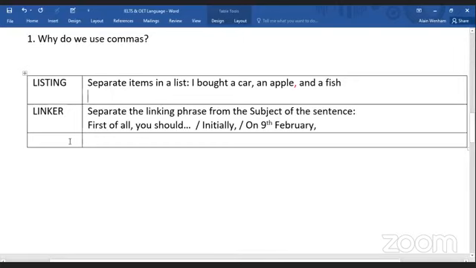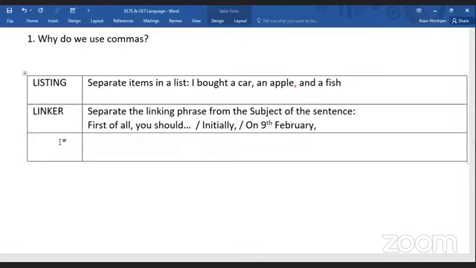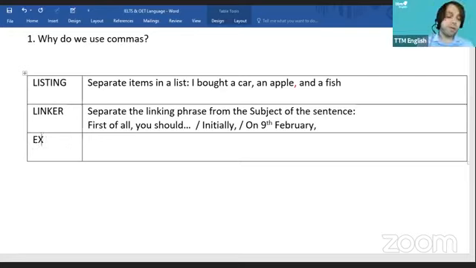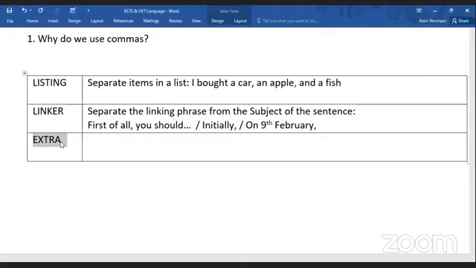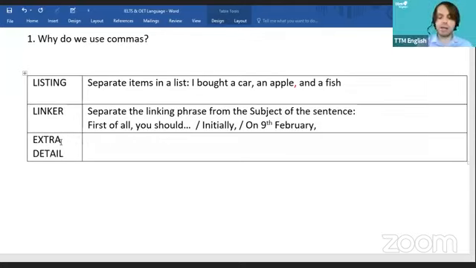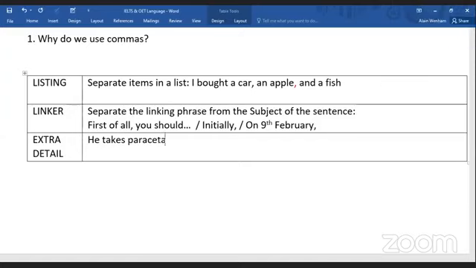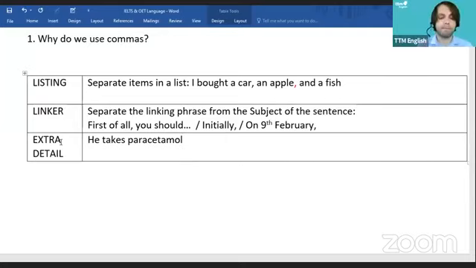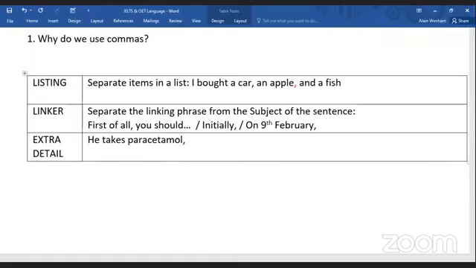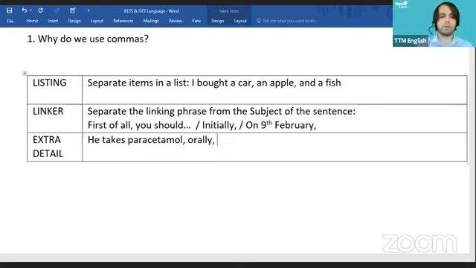It's giving extra information. Give me an example. Like if I want to mention a drug and then I put a comma and put the route of administration, orally. Yeah, okay, I'm going to add that one in. You know what, I've never thought about that. This is for you OET guys. I use it a lot. Okay, yeah. So when you're giving medication, one way to say it is you might say he takes paracetamol, comma, orally. Something like that, yeah?